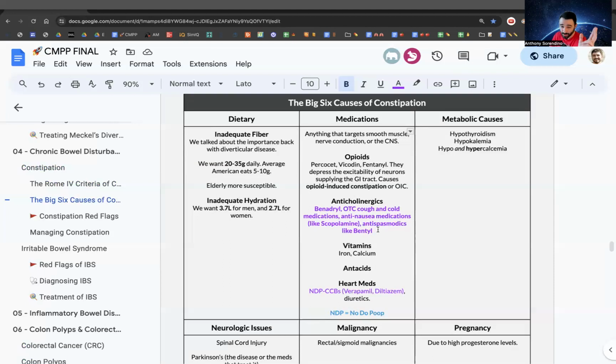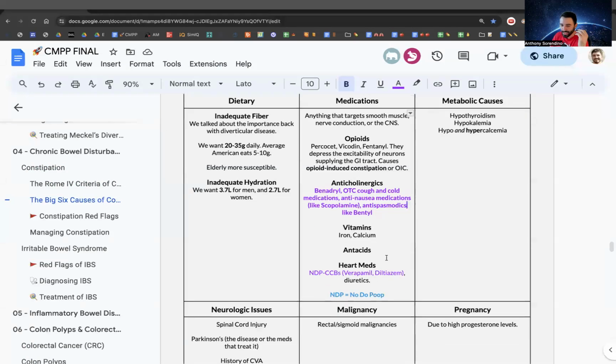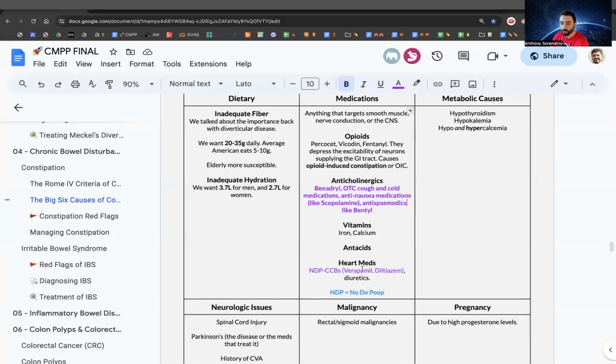That's the patch you give to somebody if they're on like a cruise ship. And then antispasmodics/anticholinergics like Bentyl. Vitamins, iron and calcium. So think about like a big heavy iron in your gut that's just lodged in there and you're constipated. Calcium, how about like a big gallon jug of milk that's just stuck in your gut and you're constipated? There we go. Antacids. And then, oh, this is a big one, heart meds.